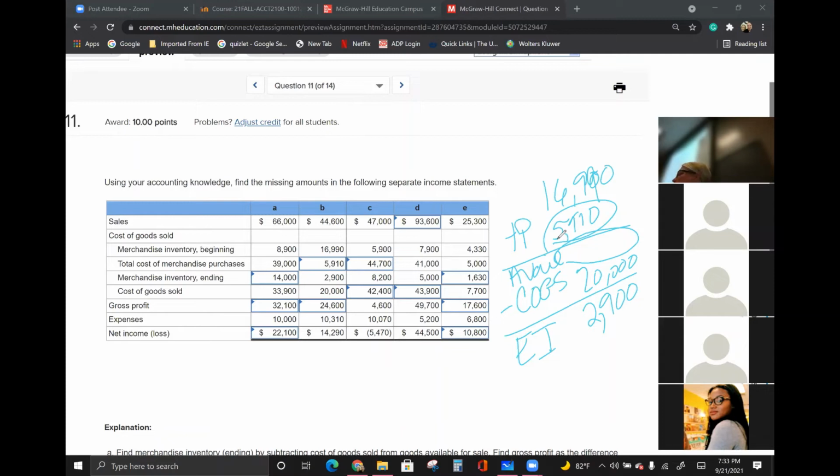2,601 plus your cost of goods sold. I was doing the inventory beginning. Oh, I know, it was this one. Okay. Okay, so once you have those two numbers added together, you know what was available.